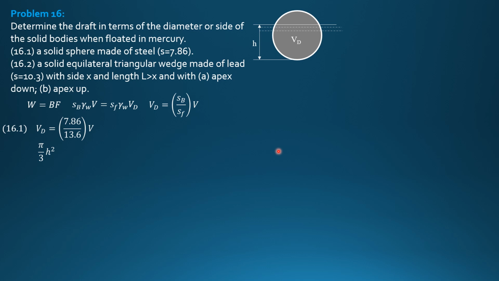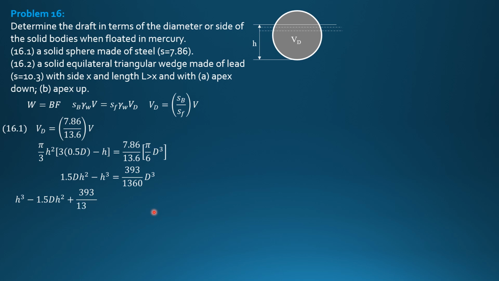So pi over 3, h squared, quantity 3 times radius 0.5d minus h, equals 7.86 over 13.6 times volume of sphere, pi over 6 diameter cubed. So cancel pi, and we cross 3 here. So 1.5d h squared minus h cubed equals, the right side in terms of diameter cubed, 393 over 1360 diameter cubed. So simplifying, h cubed minus 1.5d h squared plus 393 over 1360 d cubed equals 0.